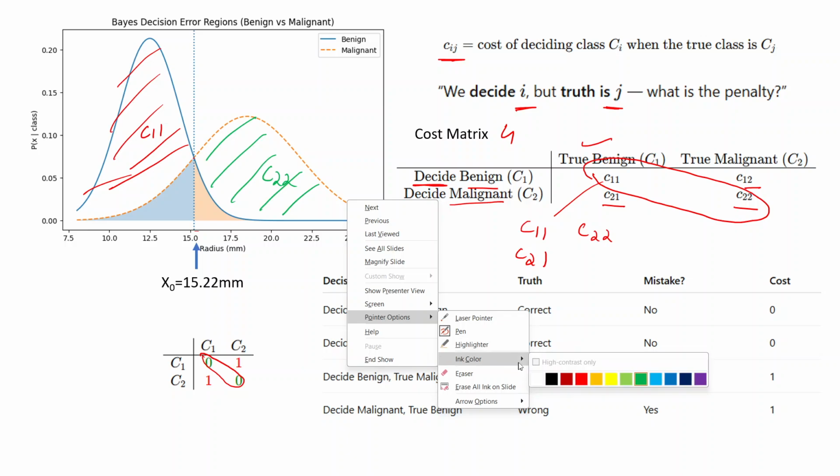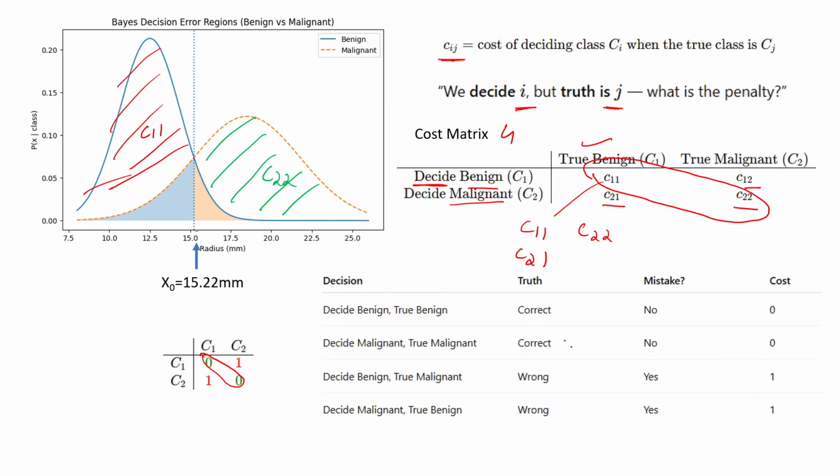Now we'll go with the other terms. C12, where C1 is class 1, benign, and C2 is malignant. C12, what does it do? We are deciding it as benign, but actually it is malignant. In the decision boundary, if x is less than x naught, we are deciding it as benign, which is class 1. Therefore, C12 is going to come in this portion. We are deciding it as benign, but actually it is a malignant.